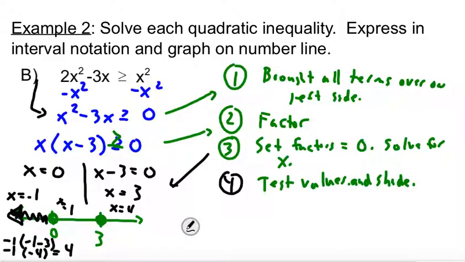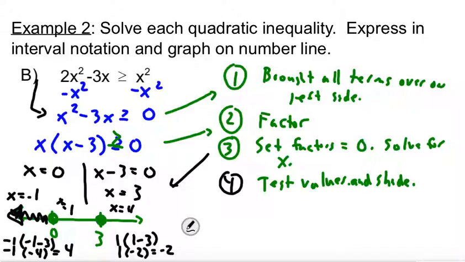Okay, now let's pick 1. If I put 1 in there, I get 1 times 1 minus 3. 1 minus 3 there is -2. 1 times -2 there is -2. Is -2 greater than or equal to 0? No. It's less than. So I'm not going to shade in between 0 and 3.